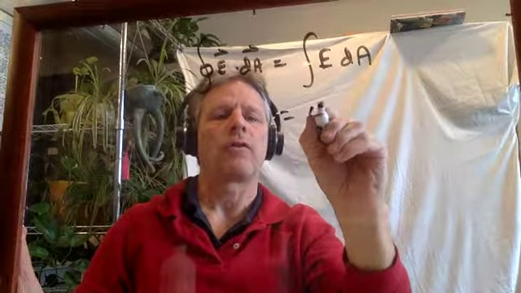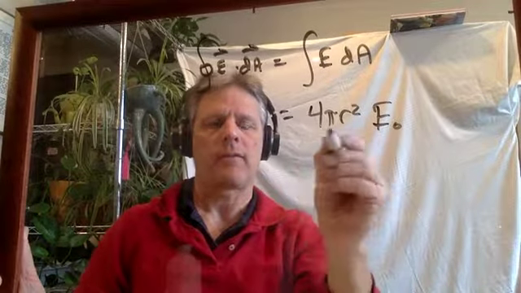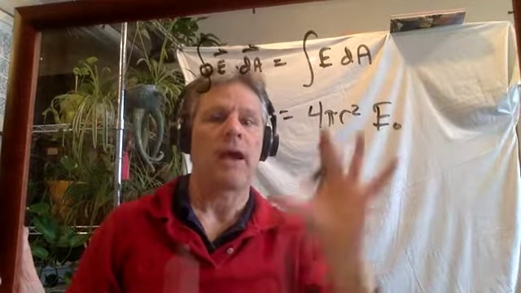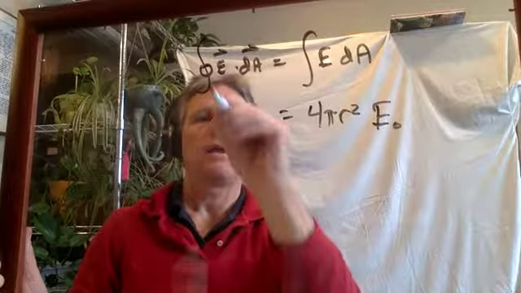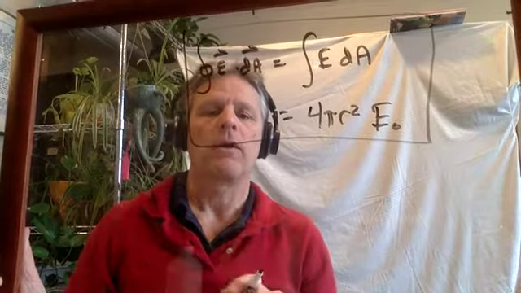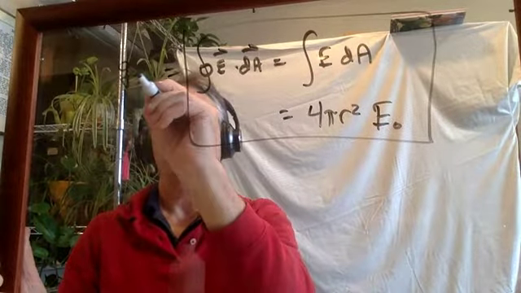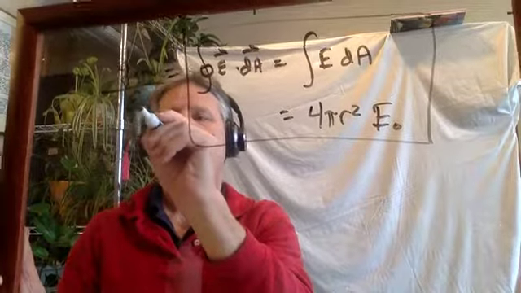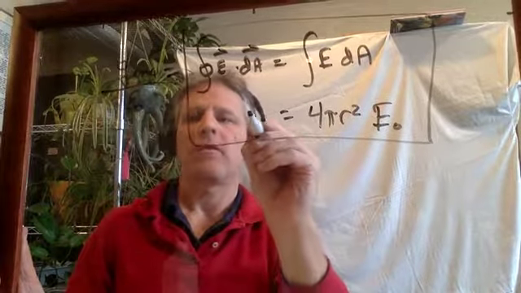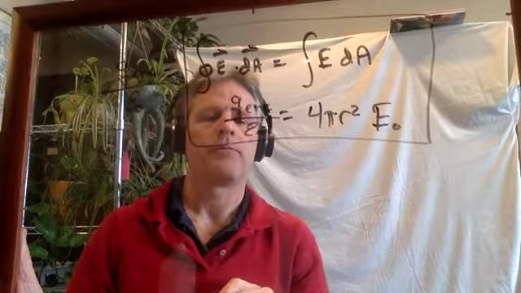E doesn't change, and dA integrated over this is just going to give us the full area, which is 4 pi r squared, and I'll just call this E0 at this distance r. That's the value of the electric field on that sphere. And then we're done. E dot dA equals 4 pi r squared E0. Now we're going to use Gauss's law, and Gauss tells us that this is equal to the charge enclosed divided by epsilon 0. So all I'm going to do is set these two things equal.